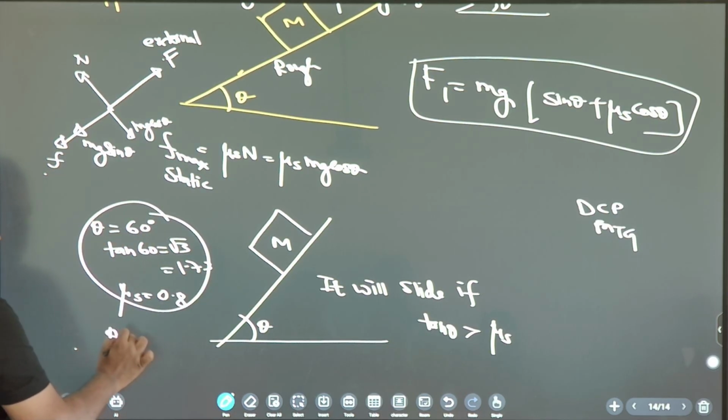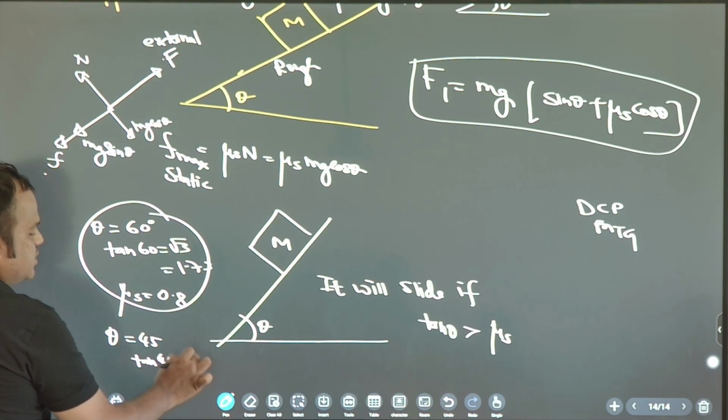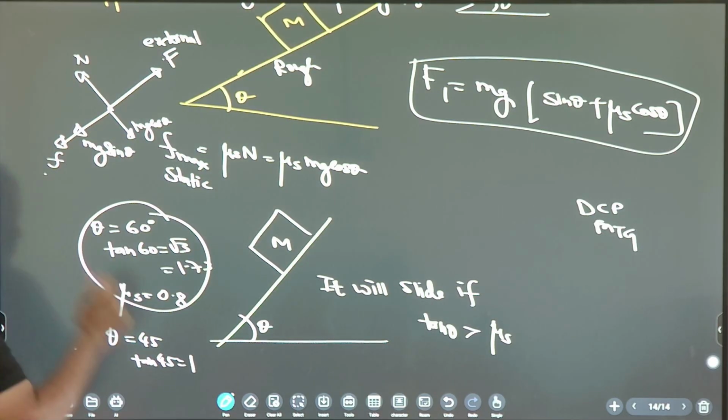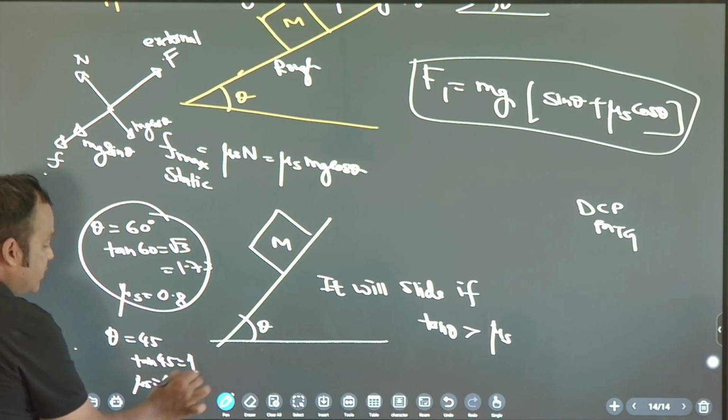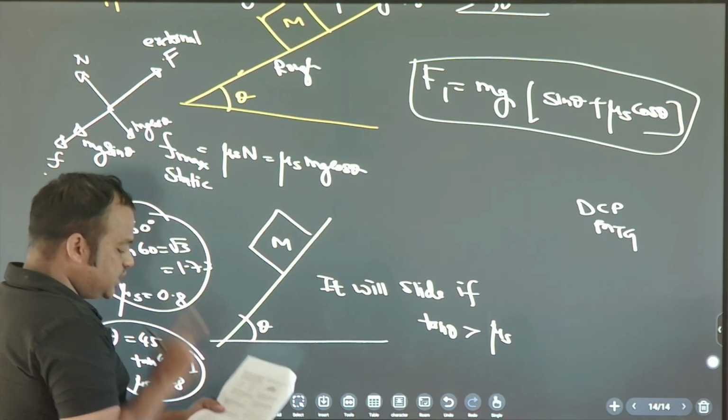Or suppose theta is 45. So tan 45, you know what is tan 45? 1. And suppose I am giving the mu s value as 0.8. So it will slide or not? It will slide.